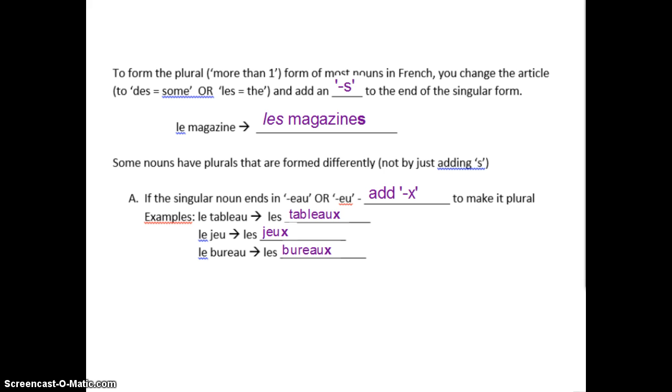So first things first, to form the plural, remember by plural we just mean that there's more than one form of a noun. In French, you change the article. So you have to change the a to some, which is the word de, or change the form of the, because remember the changes to a plural form as well, so either de or les. And then you of course have to add an S to the singular form of the noun. So you change it from le magazine, the magazine, to les magazines. You don't hear the S, but you can see it there on your screen, are the magazines.